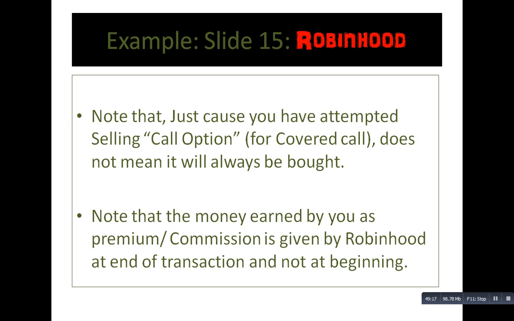And what's the last point? Note that the money earned by you as premium or commission, which is $50 in our diagram example or $40 in the Robinhood example, will be given to you by the end of the transaction, which is after November 15, if the price has not gone above 17 and nobody has asked for it. It will not be given to you at the beginning by Robinhood, that is, as soon as it gets sold. So you need to be aware of that.